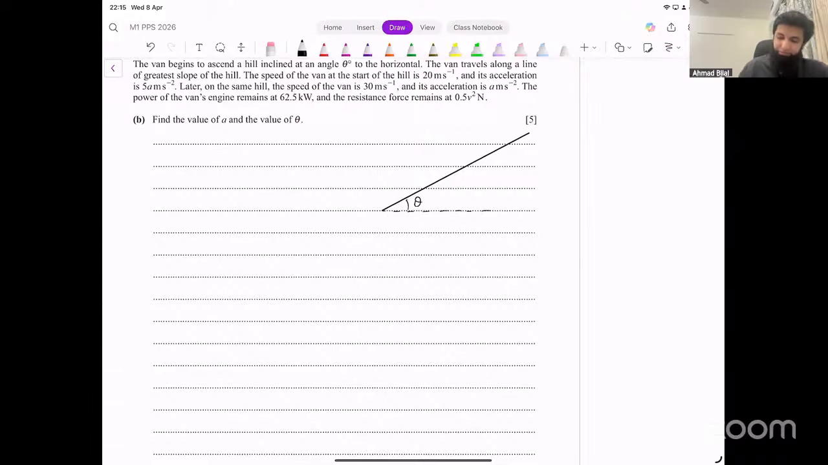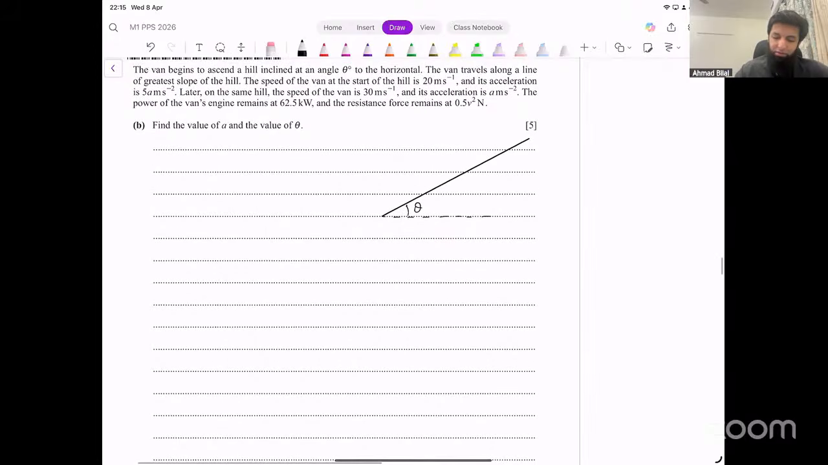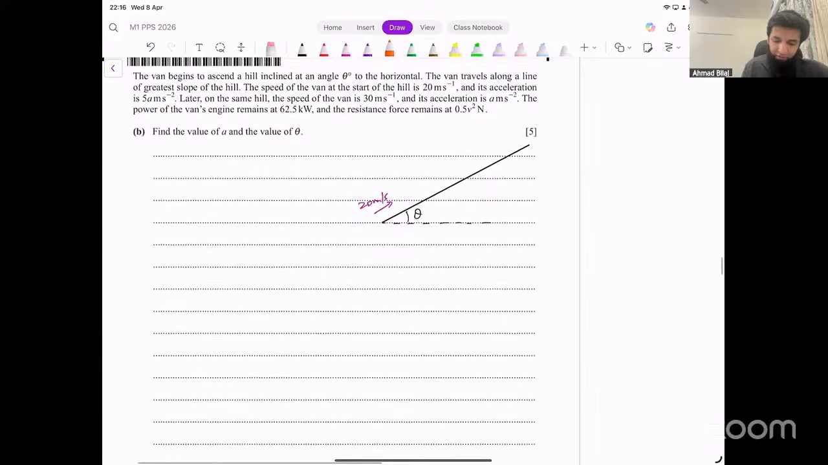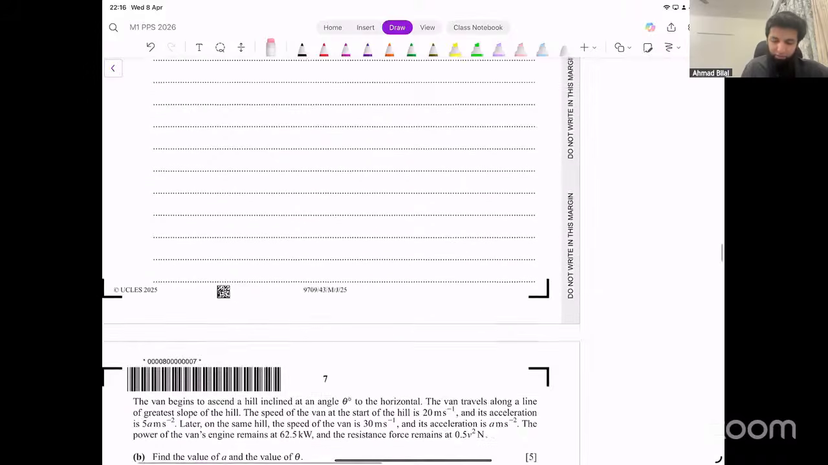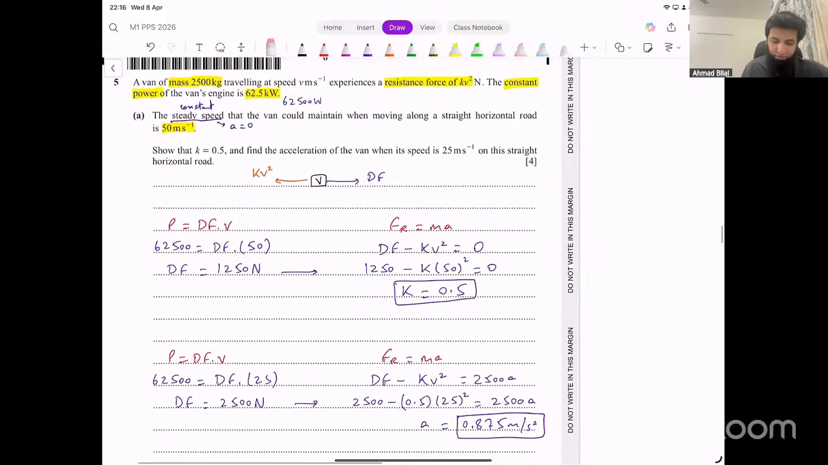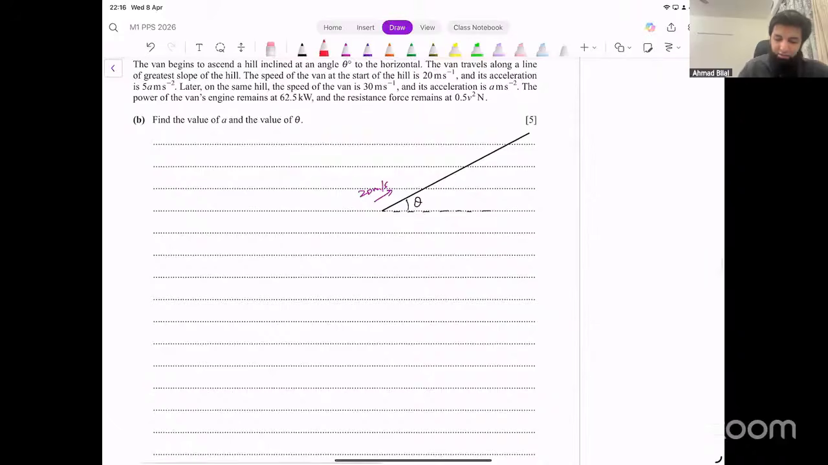This angle is theta. It travels along the slope. It starts at 20 meters per second. So it starts the journey at 20 meters per second at this point. Acceleration is 5a. It's not constant acceleration. Or is it constant acceleration? 5a. Depends on a, what a represents. Do we have a mentioned anywhere before in the question? No. Okay, so it depends on a. If a is constant, then this is also constant.